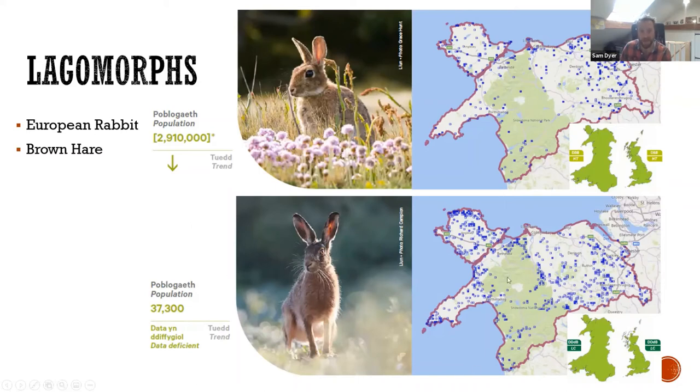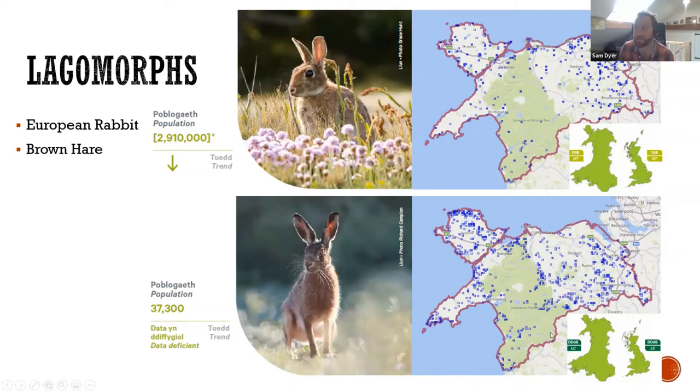And then if we go on to the hare, you'll see that again, widespread records across North Wales. But actually, from this, you'd think that the hare was a far more common beast than the rabbit. However, obviously, we know that there's a lot smaller population, data deficient on trend, so we don't really know what's happening with trend.